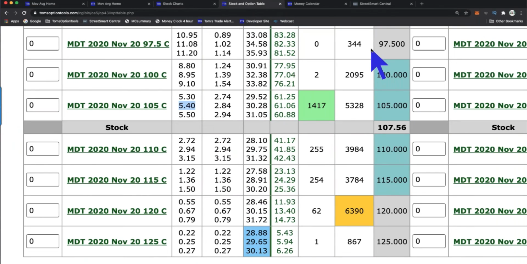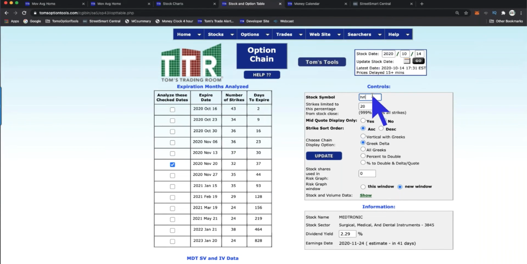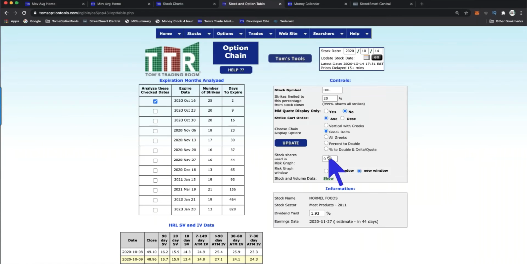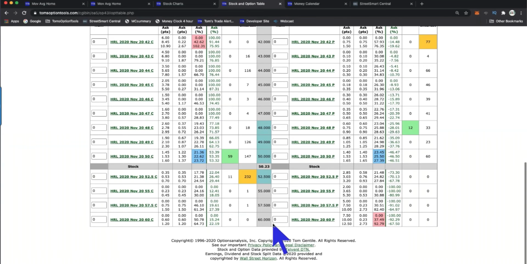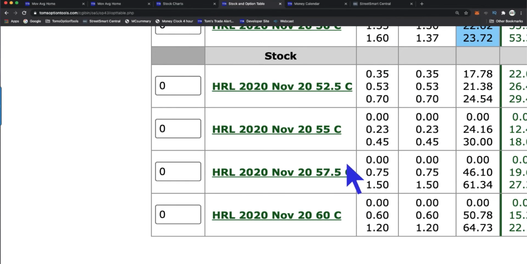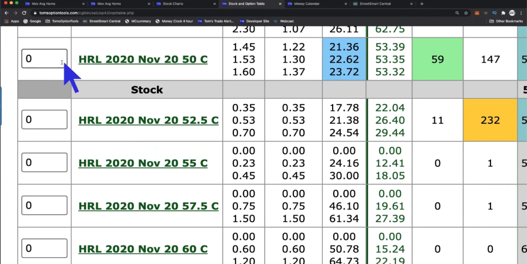So then I go to the stock and options tables, and I got to type back in HRL. And I've got to go into November 20th because now you know why I like November 20th. That money calendar end date was November 20th. And I can see here that looking at these call options, the 50 calls, if I were to buy one, and let's say I were to get $1.50 for it, if we went to 53, that $50 call should be worth at least $3 in value.